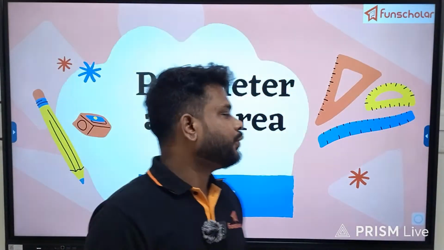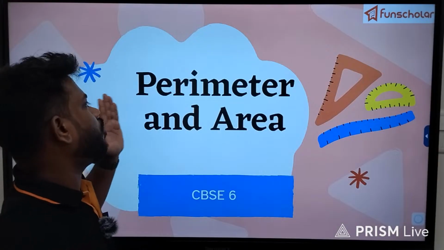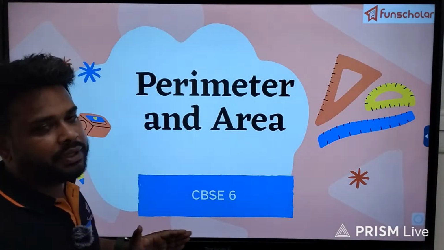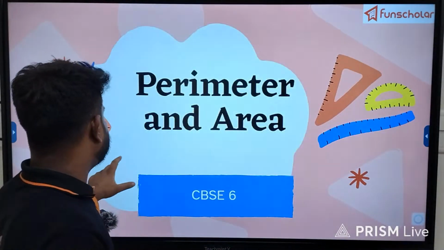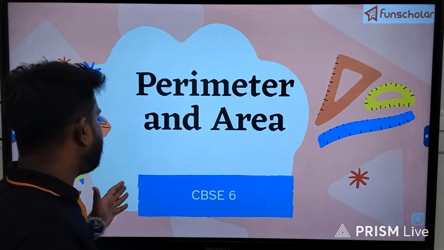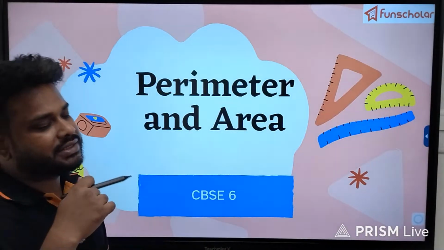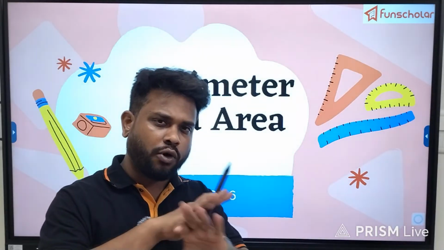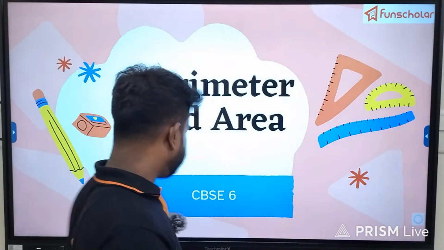So today we are going to discuss the chapter or the topic called perimeter and area. This is a very common topic and I have already discussed this for CBSE class 7 students, and today I am going to discuss this for CBSE class 6, but it will be beneficial for all of the students. So you guys can watch.